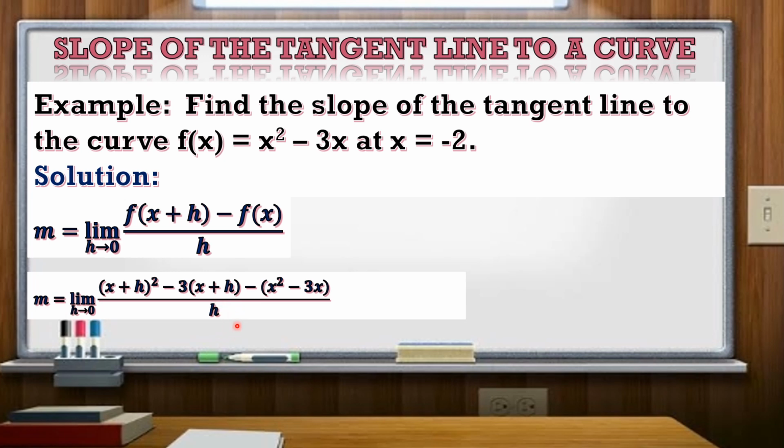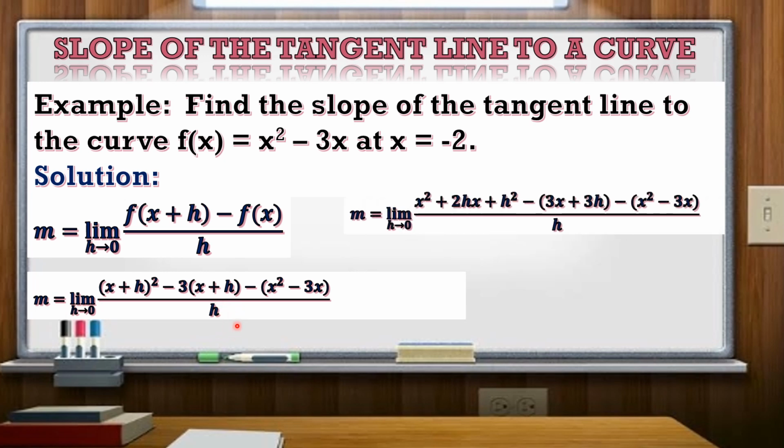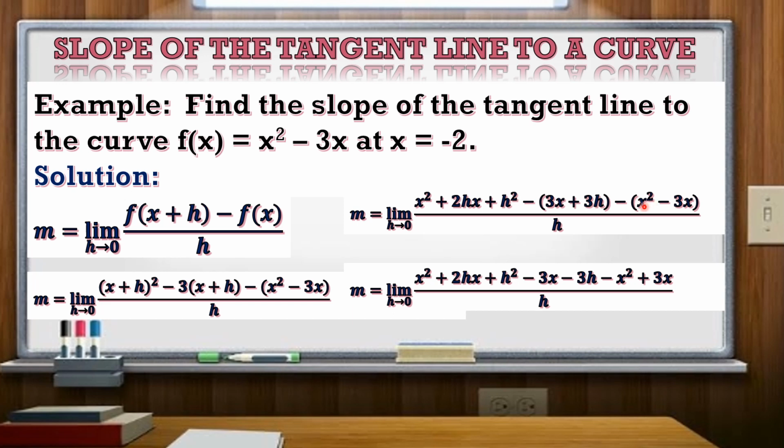Then we will simplify. So the square of x plus h is ito, x squared plus 2hx plus h squared. Then yung negative 3 ipapasok sa bawat terms. Okay, so 3 times x magiging 3x, negative 3x, yung negative 3 plus times positive h magiging negative 3h. Then so kinapin lang muna dito, then over h. Then we will simplify further.